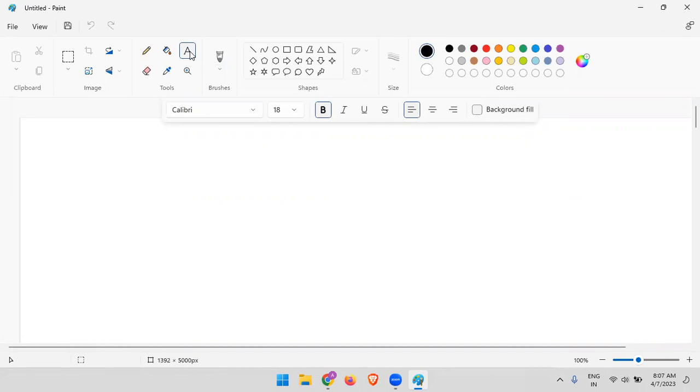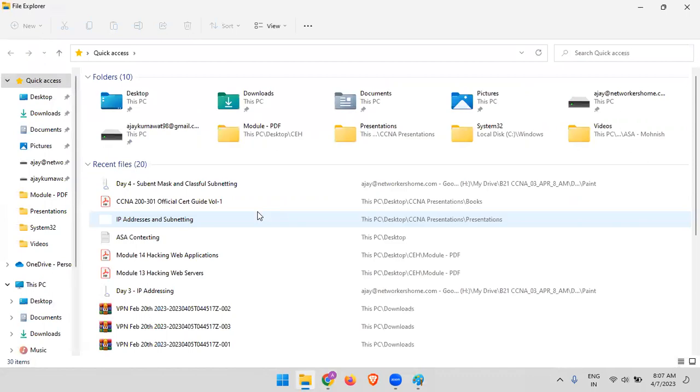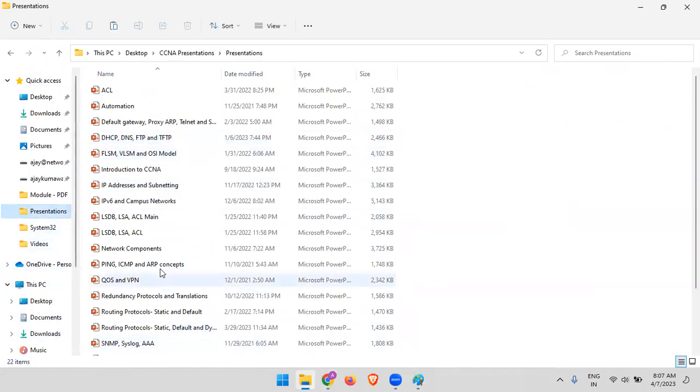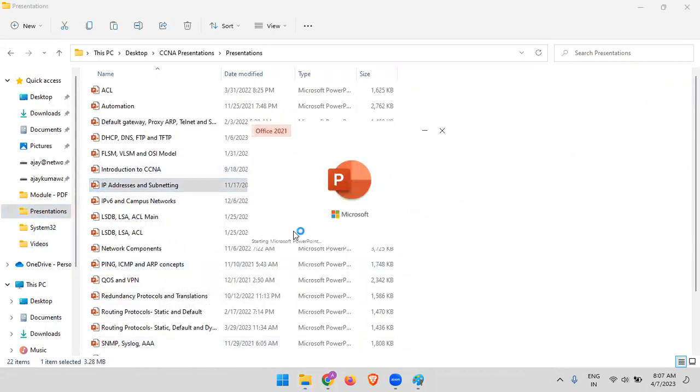Now, if we discuss subnetting, subnetting is of two types. One is classful subnetting, and the second is classless subnetting. And that was your task, right? So what is classful and what is classless?